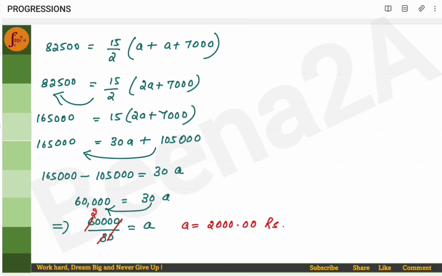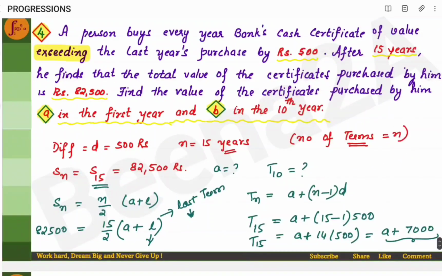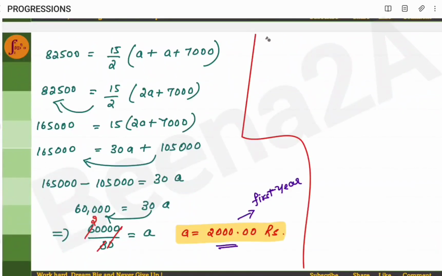So we got the first term. That means in the first year, a person has purchased the certificate for 2,000 rupees. So we got the first year value. Now let's find the 10th year. So we'll have to find 10th year, right? Part B of the question, 10th year. So we'll write it as T10.